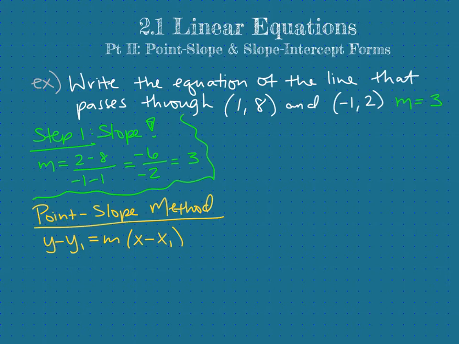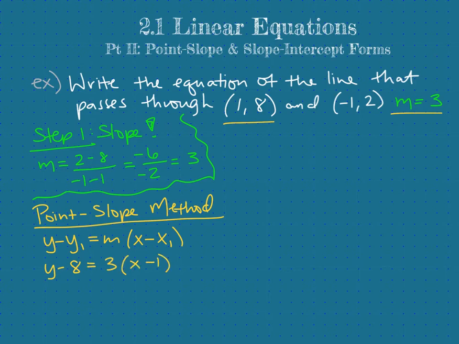Okay, the first method we can use is the point-slope method. And the point-slope method requires obviously a point and a slope, but in this case we have 2 points that we can choose from, so you just pick whichever point you want. I'm going to go with this point, 1, 8. So I'm going to use this point and this slope to plug in. So I'm going to have y minus 8 equals our slope 3 times the quantity x minus 1.